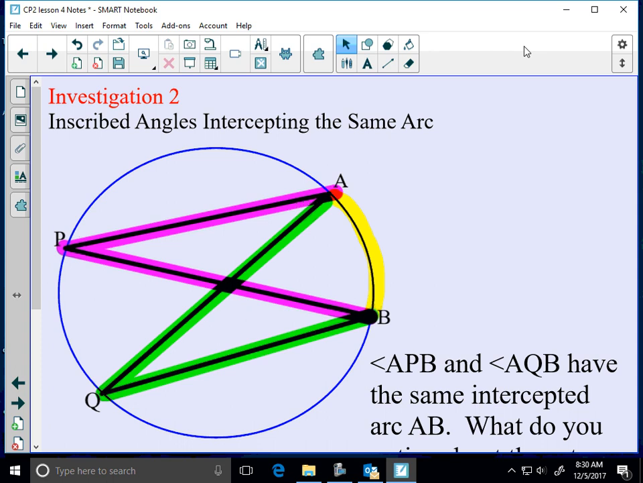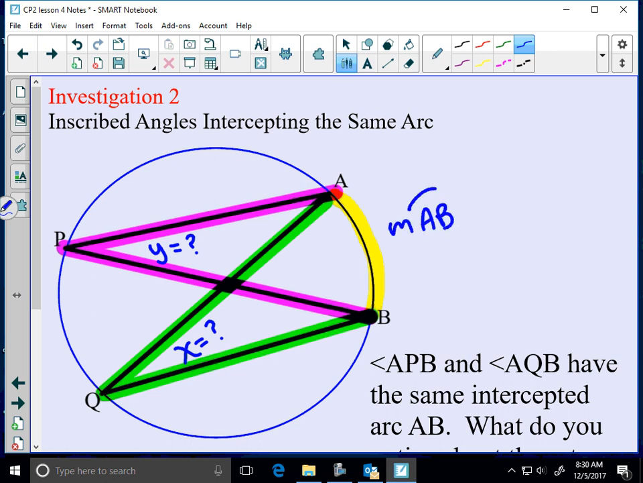So if two angles intercept the same arc, what do we know about their measures? Yeah, Reed. They've got to be the same. Now, I don't know what the measures are, so I would have to have some value for the measure of arc AB. All right, let's say the measure of arc AB is 92. Then I could divide that in half, and I'd know both X and Y are 46.